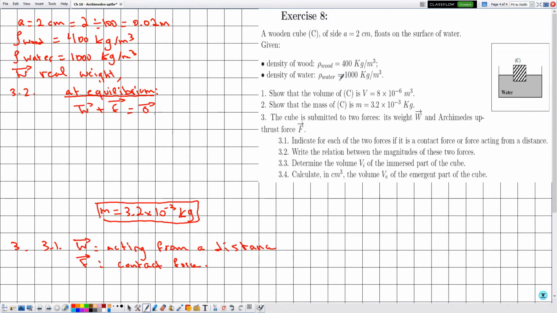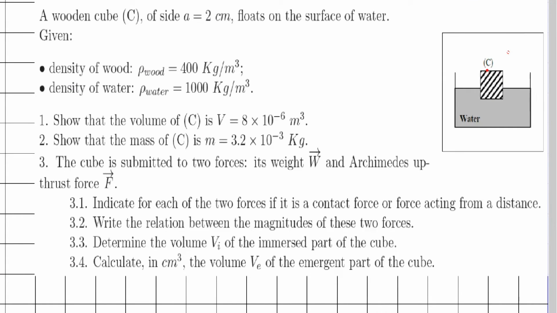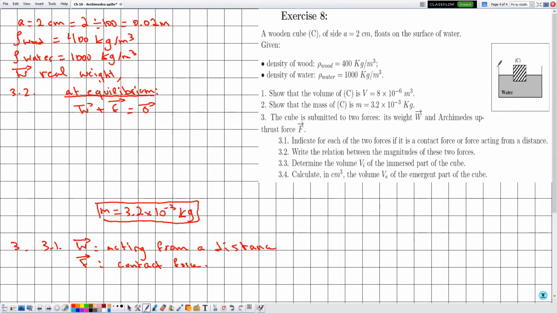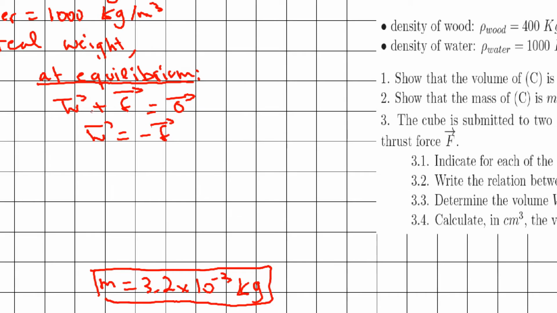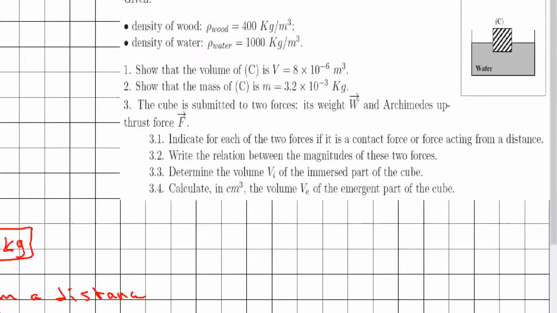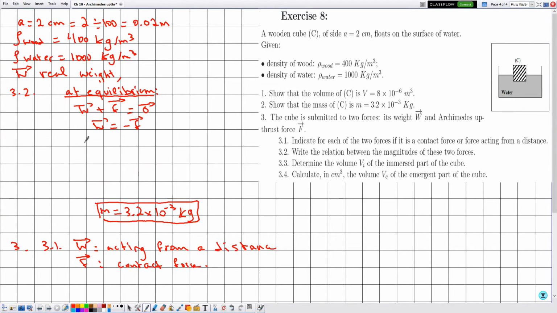And why is it at equilibrium? Because it's floating at the surface of the liquid, so it's not moving. Moving F to the right hand side, the W vector will be equal to minus the F vector. The first equation tells us that the effects of both forces cancel each other, whereas the second equation tells us that both forces have the same line of action, opposite direction, same magnitude. Knowing that we are interested in the relation including the magnitudes, let's say in magnitude that W is equal to F. So this is the relation that we are interested in.